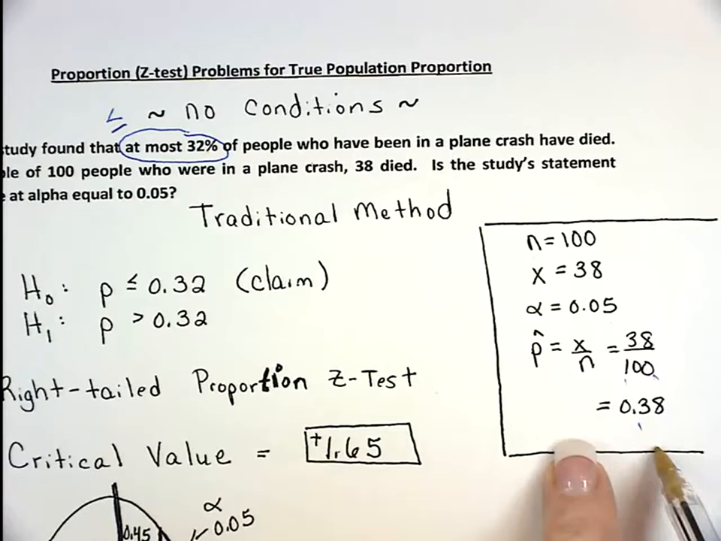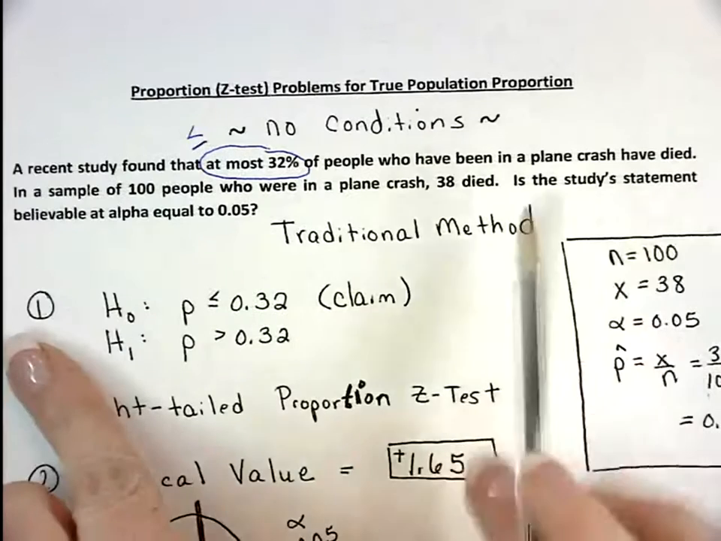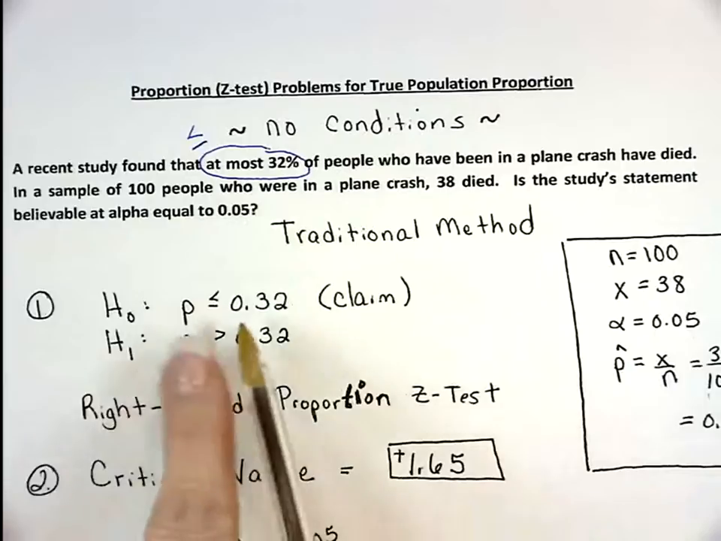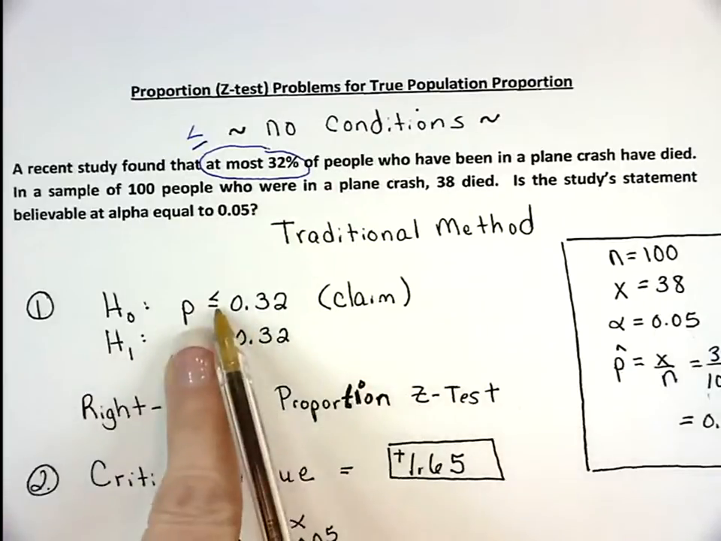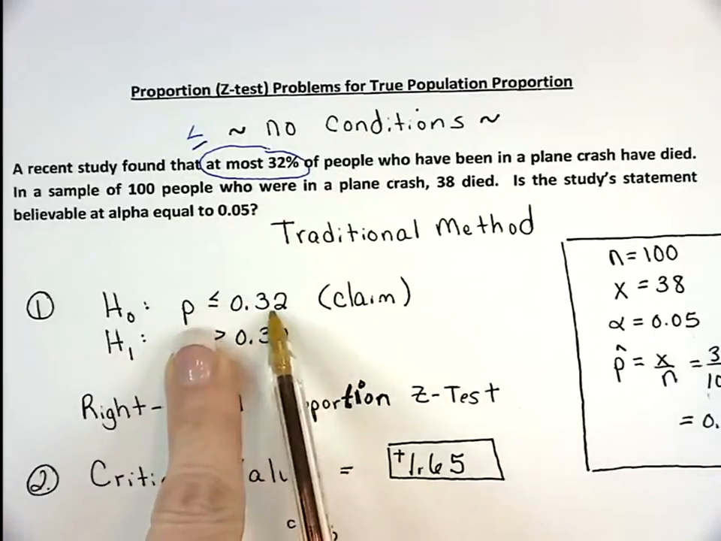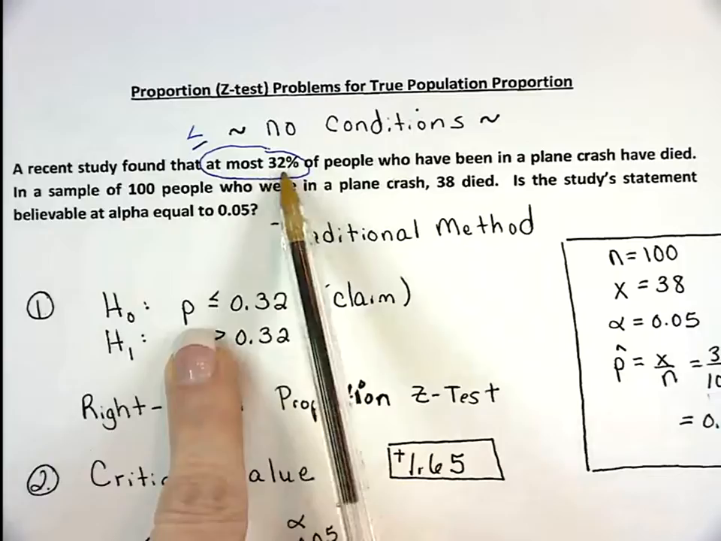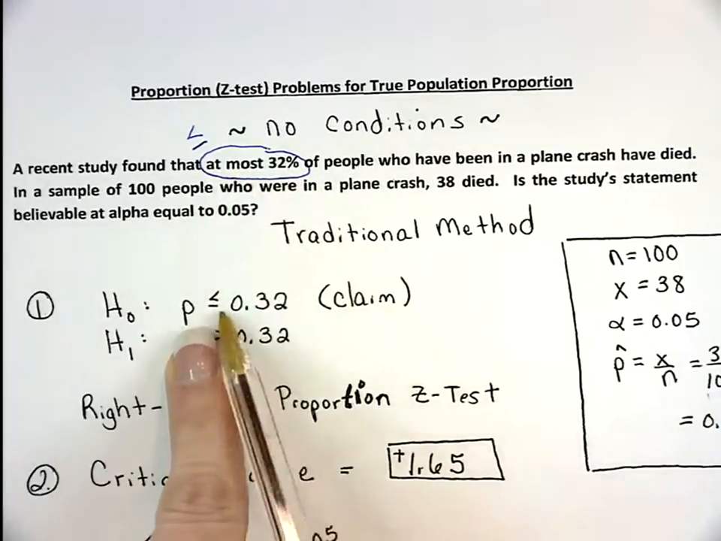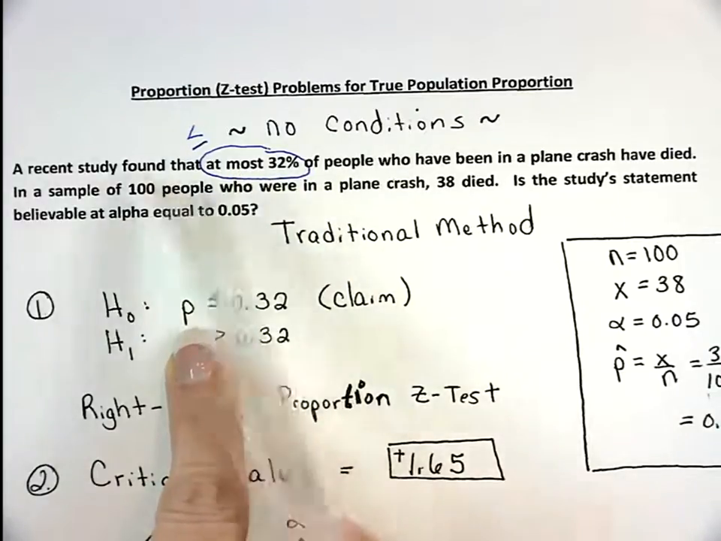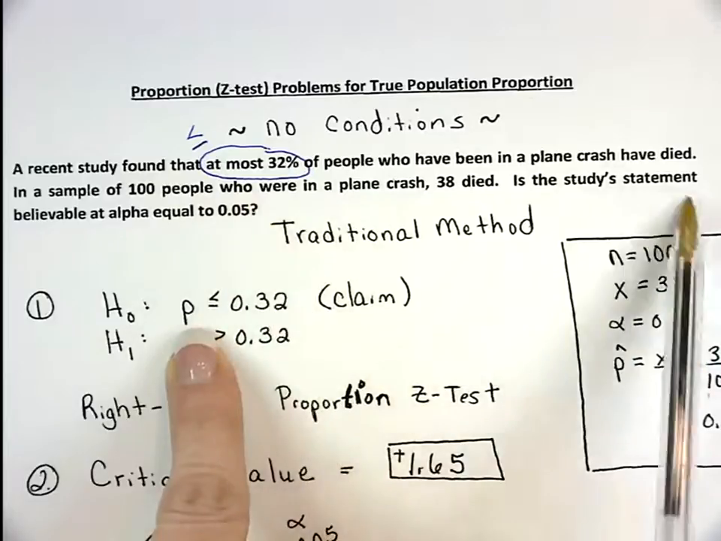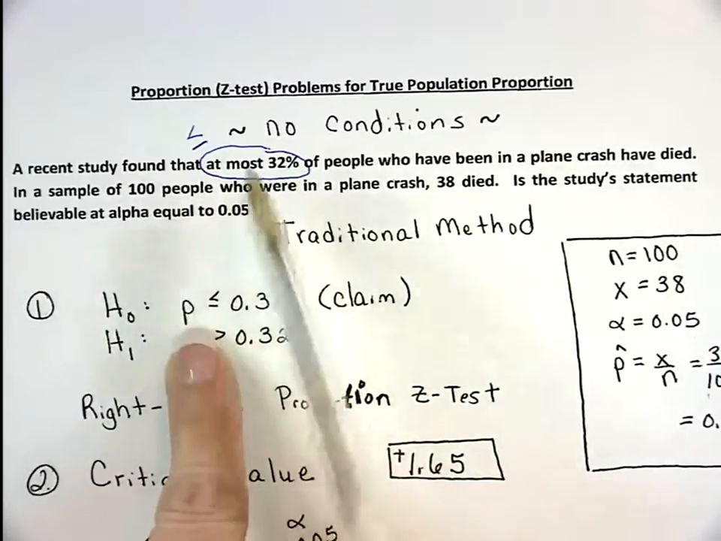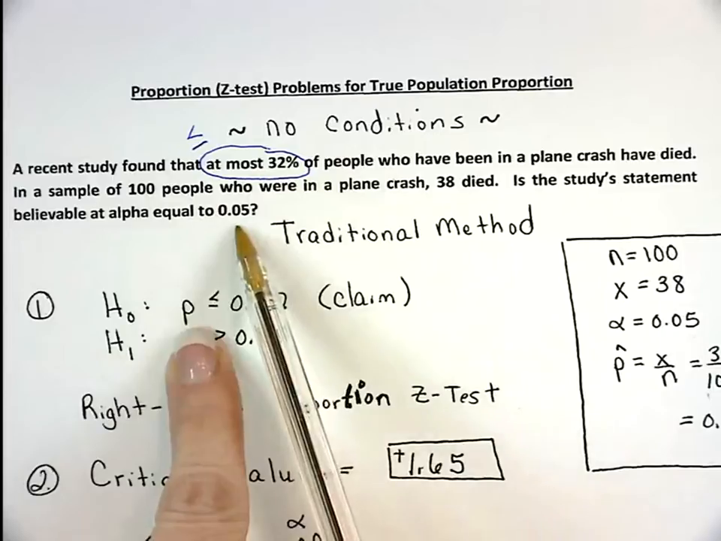Now the claim. Is the study statement believable? The claim is going to be P is less than or equal to 32%. Change the 32% to a decimal. At most means less than or equal to. So a study makes this statement. Is the study statement believable? Test this claim or this statement at alpha equals 5%.